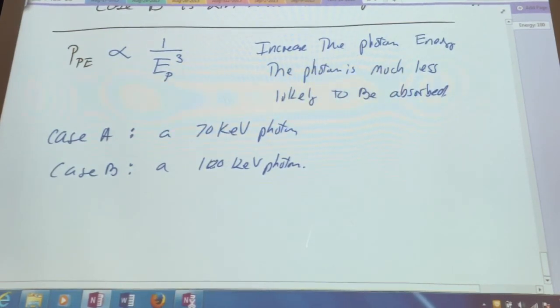Okay, we've got our old friends, the 70 keV photon and the 100 keV photon. Which one is more likely to be absorbed? The 70. That was the easy part. How much more?